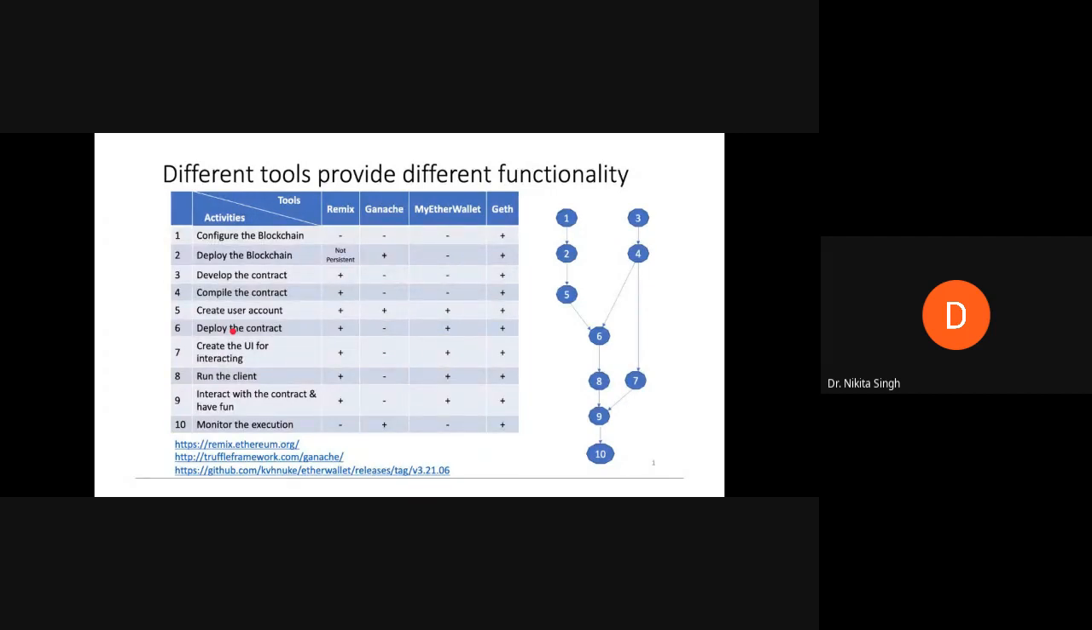However, there are certain drawbacks associated with Remix: it does not allow you to deploy your own blockchain on Remix. It does not allow you to monitor the execution. Now, the reason we are using Ganache is because it will allow us to deploy our blockchain. It will allow us to monitor the execution of our blockchain.